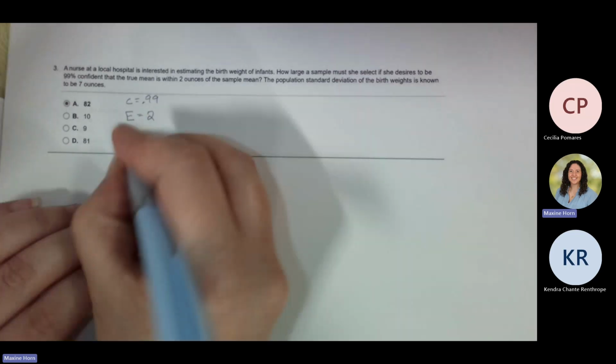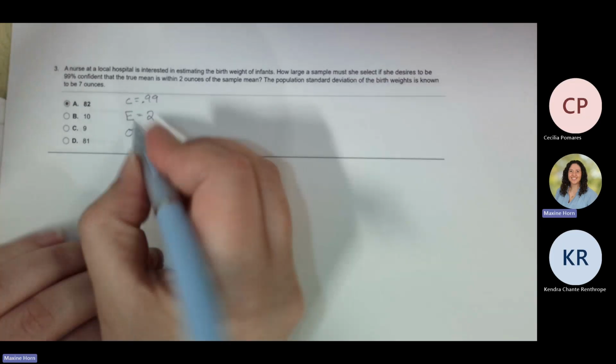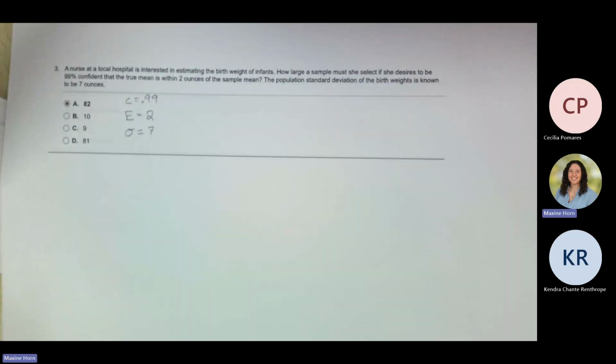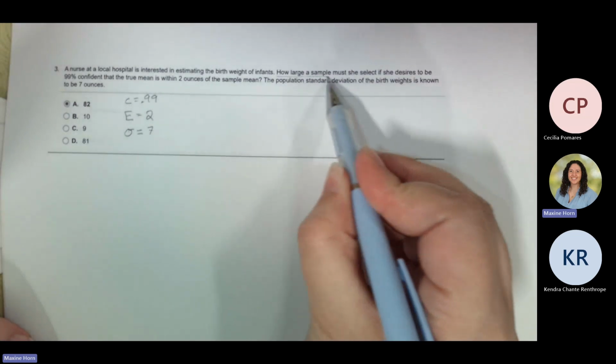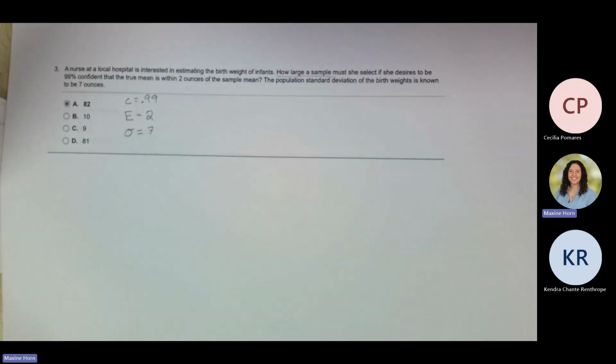The margin of error is 2. The population standard deviation of the birth weights is known. Great. Population standard deviation of birth weights is known to be 7 ounces. So we're not finding a confidence interval. We're finding a sample size, right? That's what it's asking. How large a sample must she select?